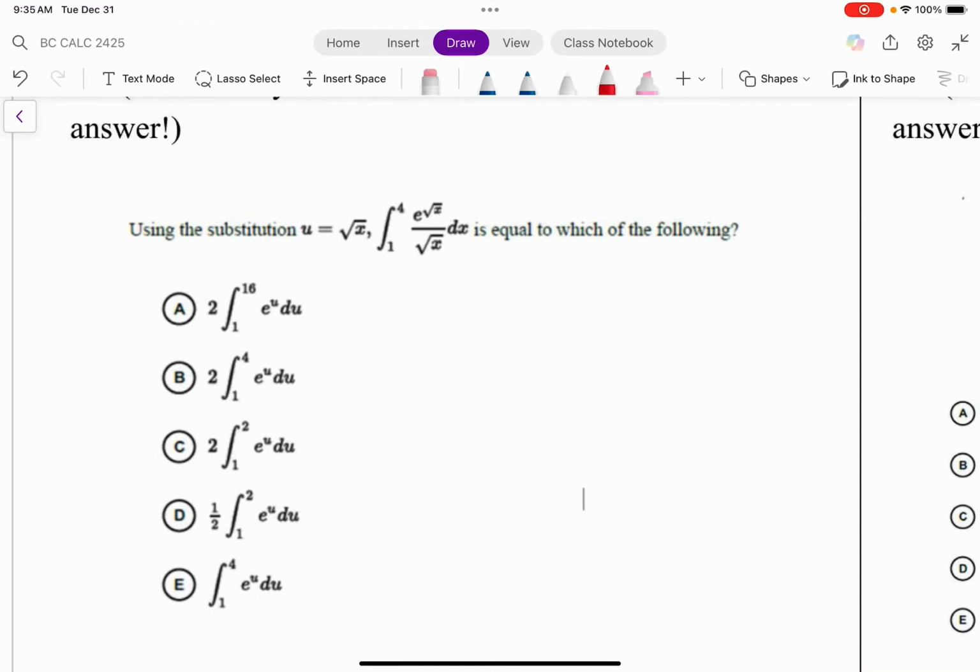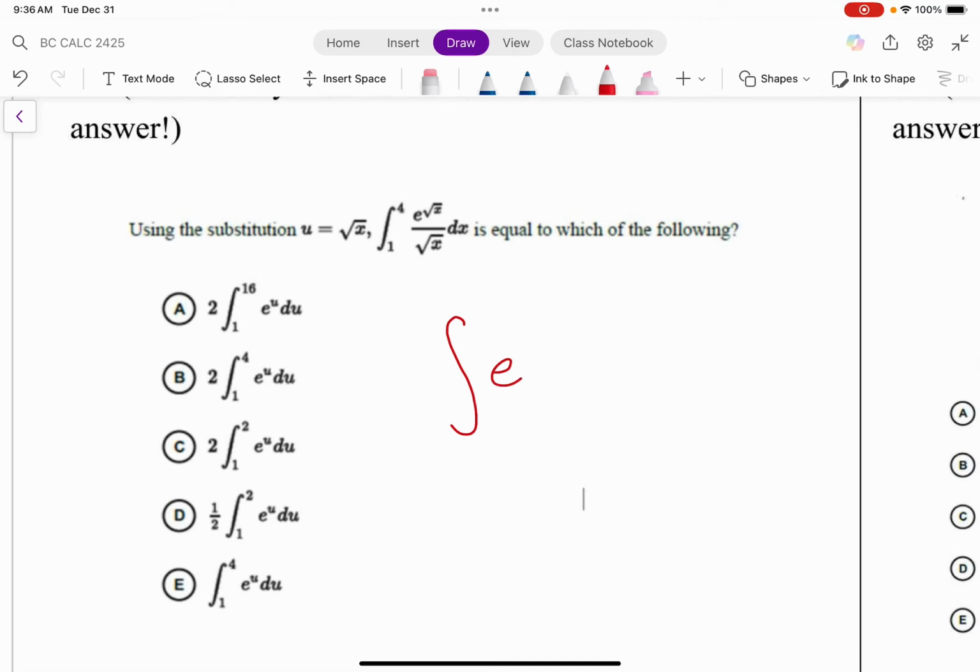Okay, this problem says using the substitution u equals root x for this integral, that integral is equal to which of the following? Okay, so they're telling us to let u be root x. Now it's tempting to put a u in for the root x in the denominator, but none of the answer choices have that, so that must not be what we're doing.